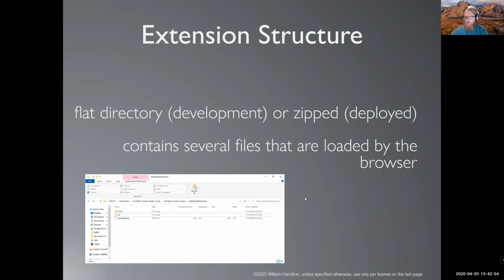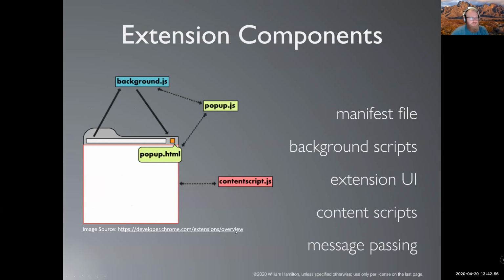We're going to talk about several different components of how these extensions work. First, we're going to start with the manifest file, which is what defines the properties of the extension. We're going to talk about background scripts, the extension UI and how you create those, what are called content scripts, and finally, we'll talk about message passing.